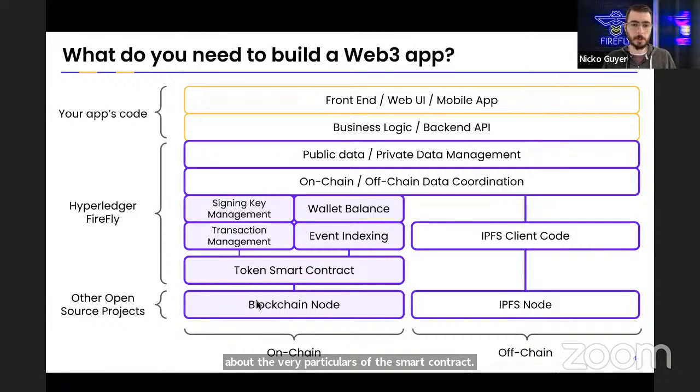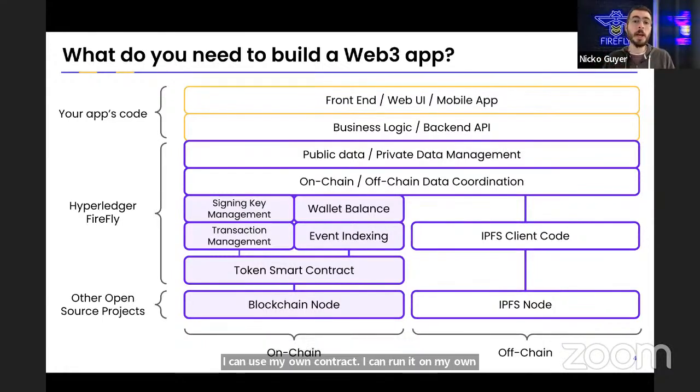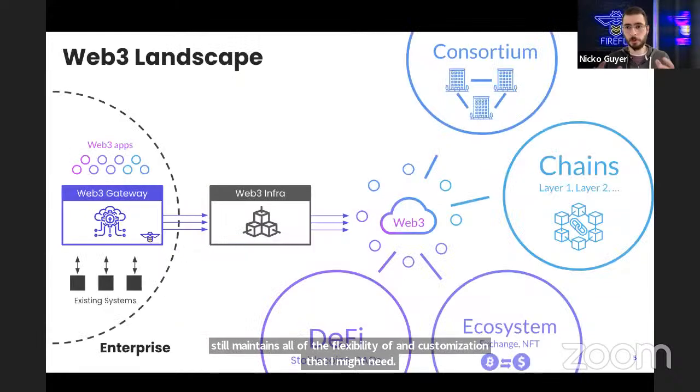I can still come down here to this layer. I can customize all of these things. I can use my own contract. I can run it on my own blockchain node if I want to. But Firefly makes it both easy and still maintains all of the flexibility and customization that I might need if I need really fine-grained control of stuff. So that's where it fits in the stack.